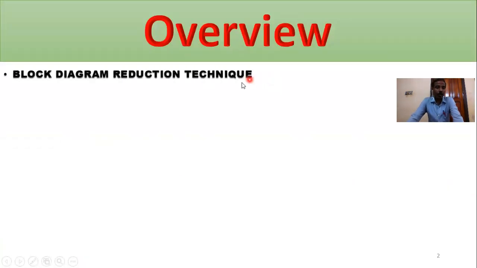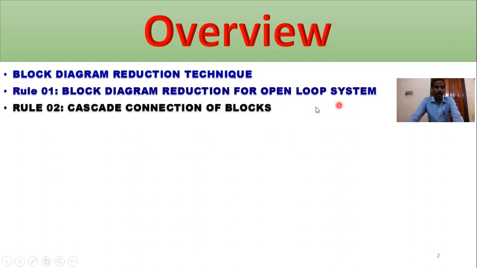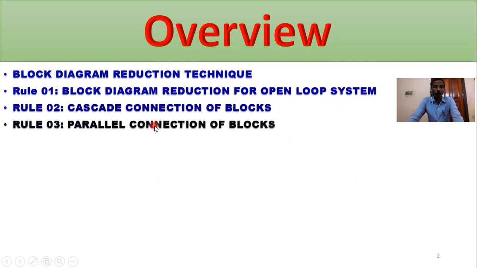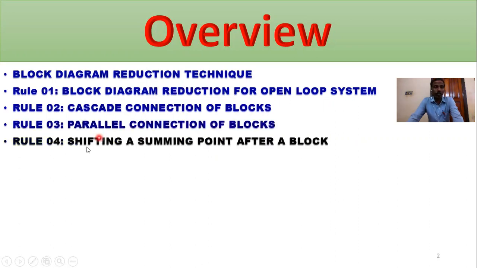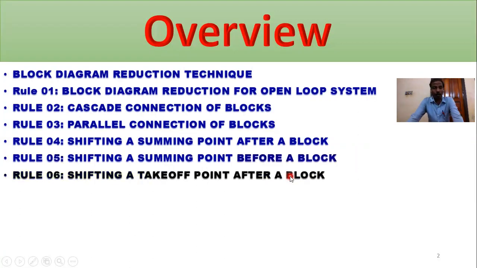What is the overview? First point, block diagram reduction techniques and rules. Rule number 1, block diagram reduction for open loop systems. Rule number 2, cascade connection of blocks. Rule number 3, parallel connection of blocks. Rule number 4, shifting of a summing point after a block. Rule number 5, shifting of a summing point before a block.